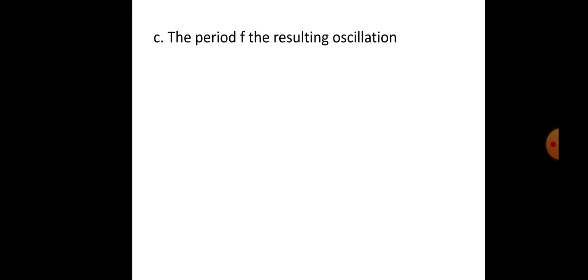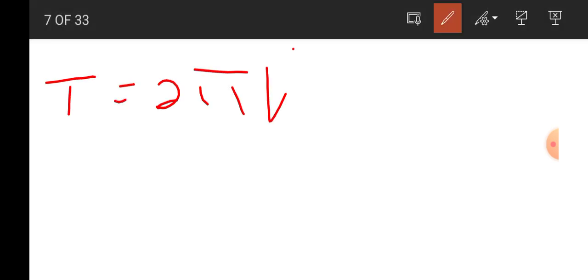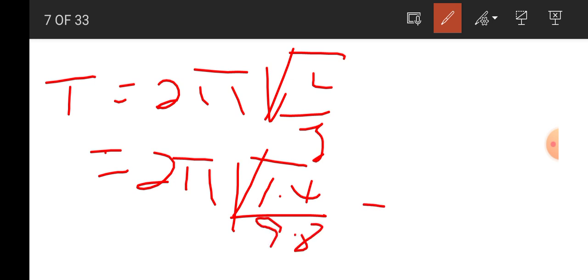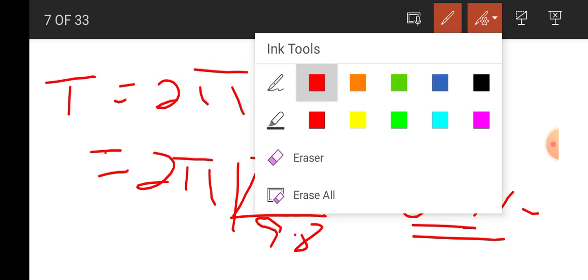C. The period of the resulting oscillation. Period is equal to 2 pi square root of L over G. So this is equal to 2 pi square root of L, that is 1.4, over 9.8. This is equal to 2.4 second. What is period? The time used for one complete cycle. That is period. That is 2.4 second.